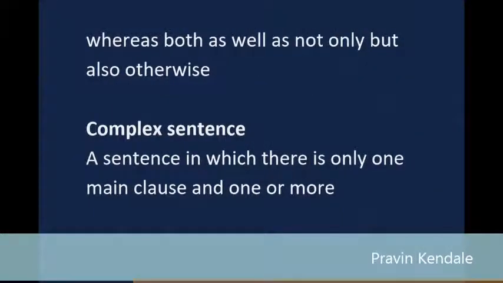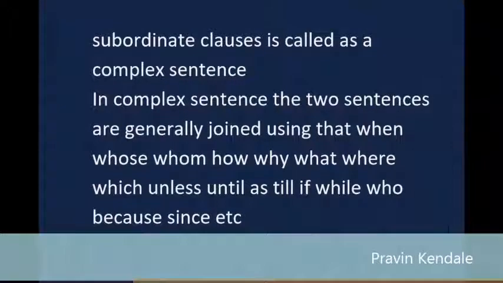Complex sentence. A sentence in which there is only one main clause and one or more subordinate clauses is called a complex sentence. In a complex sentence, the two sentences are generally joined using that, when, whose, whom, how, why, what, where, which, unless, until, as, till, if, while, who, because, since, etc.